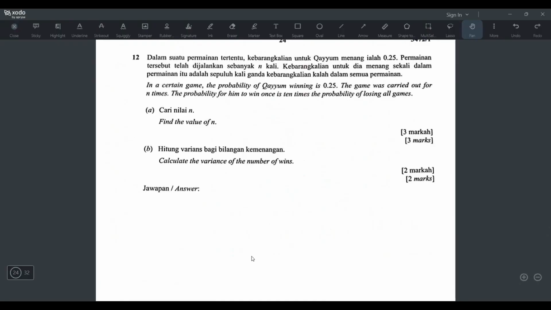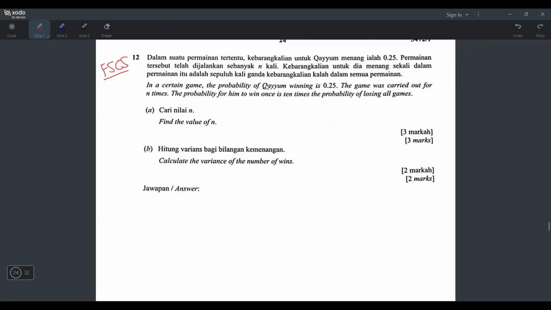Okay, let's move on to number 12. All right, number 12, I think this is from chapter 5, the probability distribution chapter. In Bahasa Melayu, it's called taburan kebarangkalian. Okay, probability distribution. All right, let's read the question.